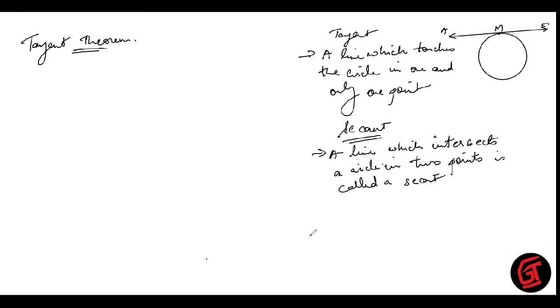Now, what is the meaning of this? A line which intersects the circle in 2 points. So we'll draw it simply. If you see this line, it is intersecting the circle in 2 points. Let's name this line PQ. So it is intersecting the circle at 2 points, this point R and point S. So intersecting the circle is called a secant, and touching the circle is called a tangent.